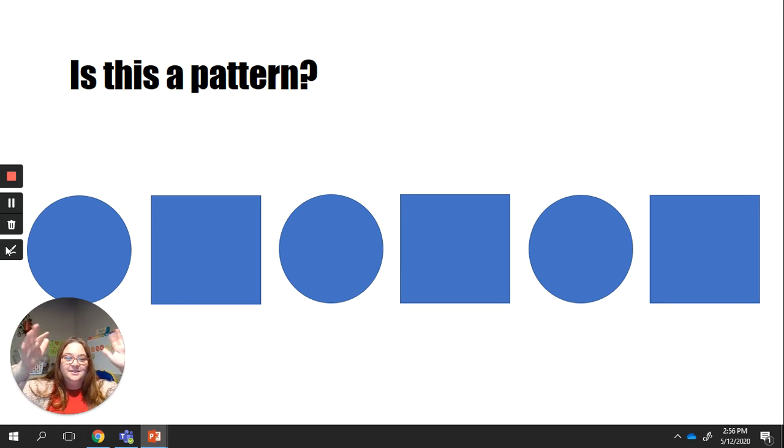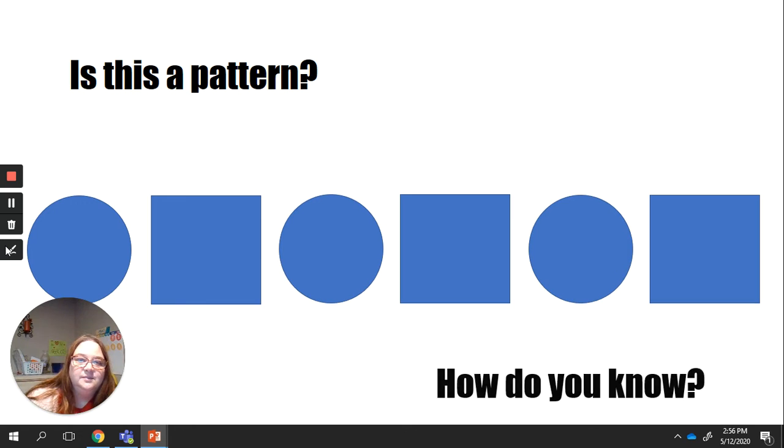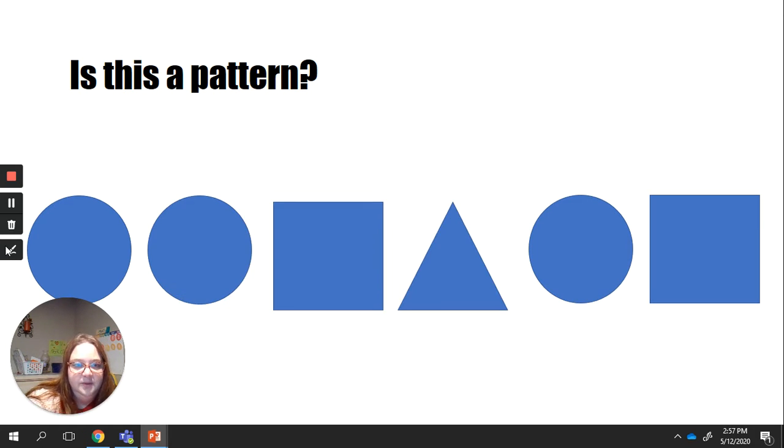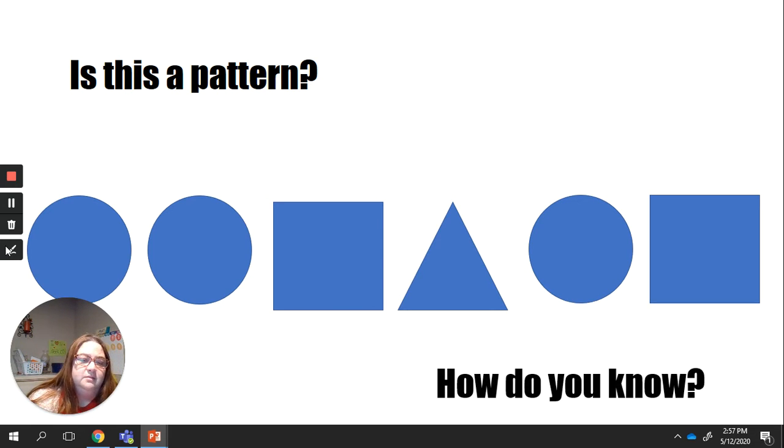Good job. It's a pattern. All right, let's look at the next one. How did you know it was a pattern? Did you see that they repeated? Good job. All right, let's look right up here. Circle, circle, square, triangle, circle, square. Do you see a pattern? Do you see things repeat? No, hands down low. Not a pattern. All right, how did you know it was not a pattern? Did you see anything repeat? No, those shapes did not repeat in the same order.